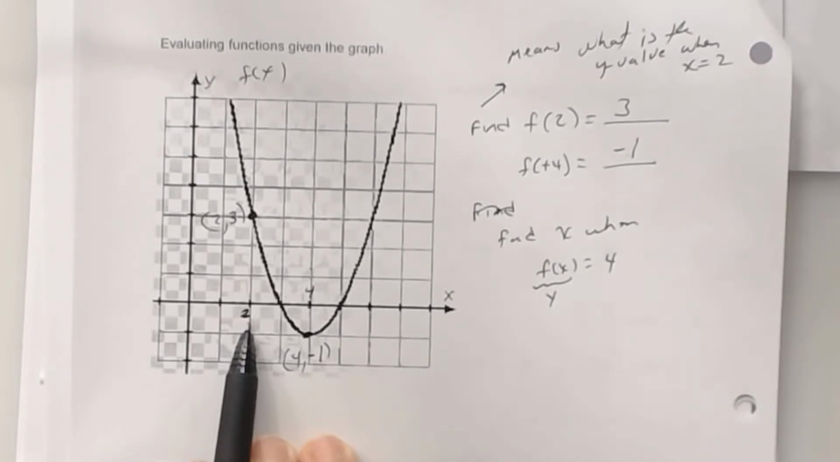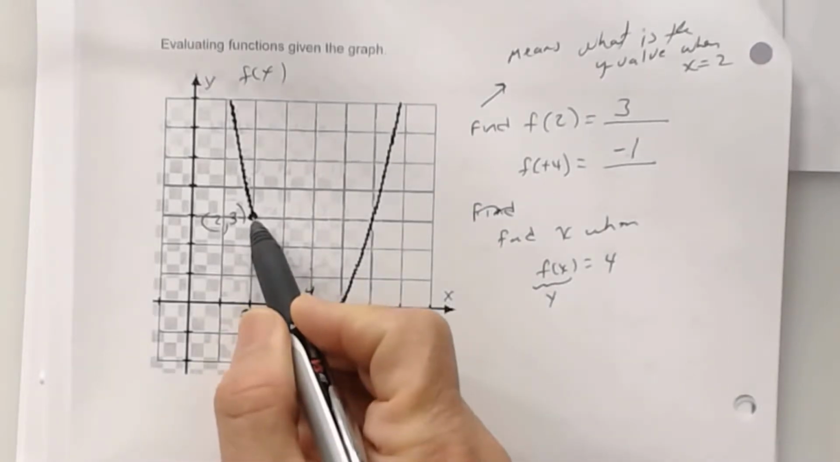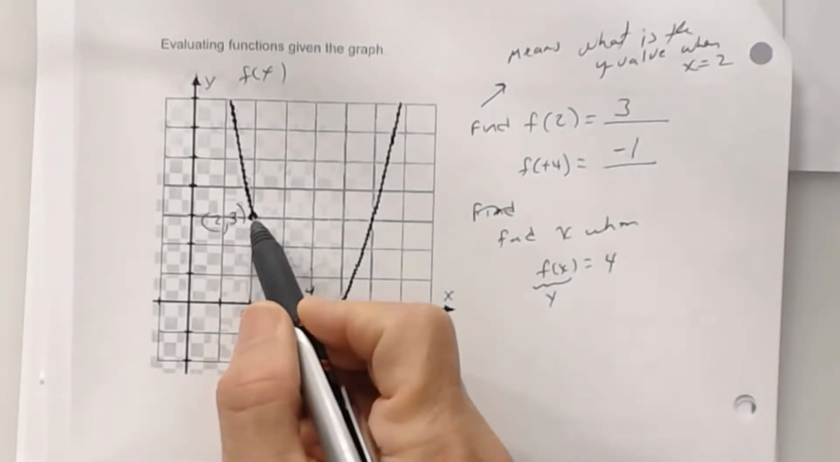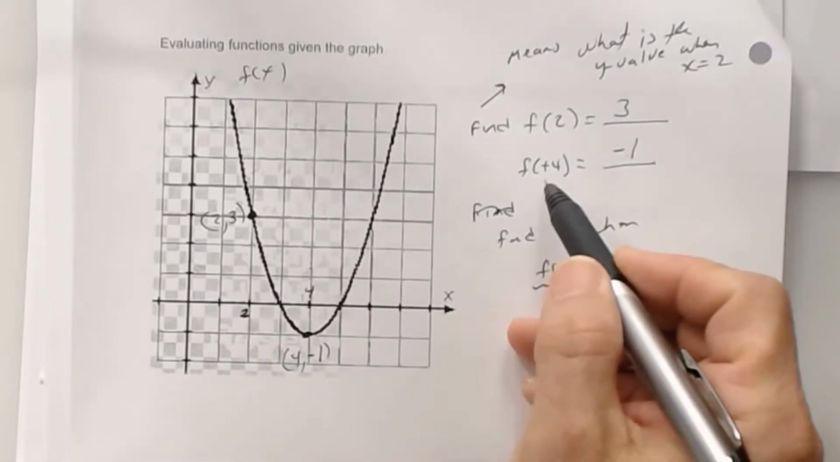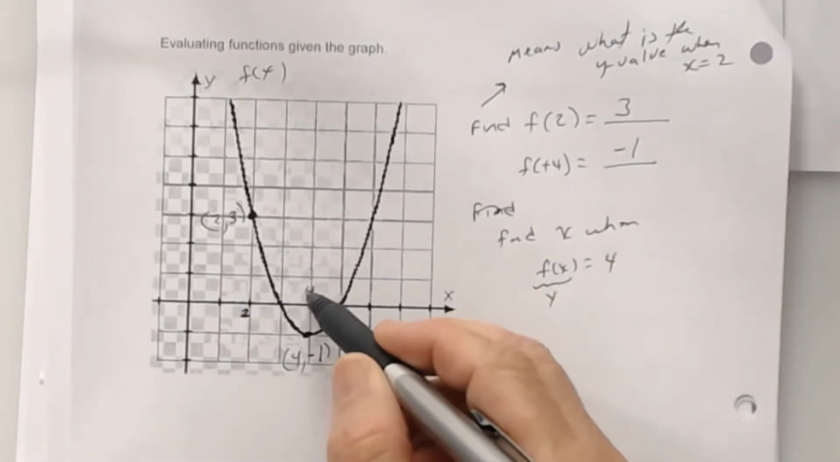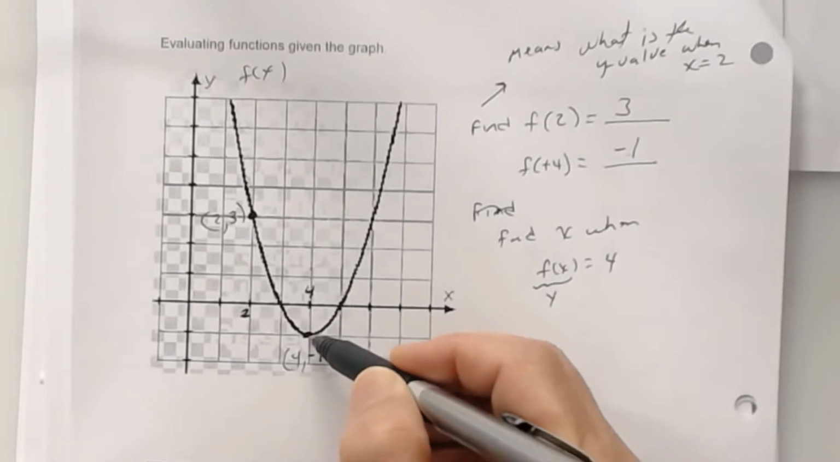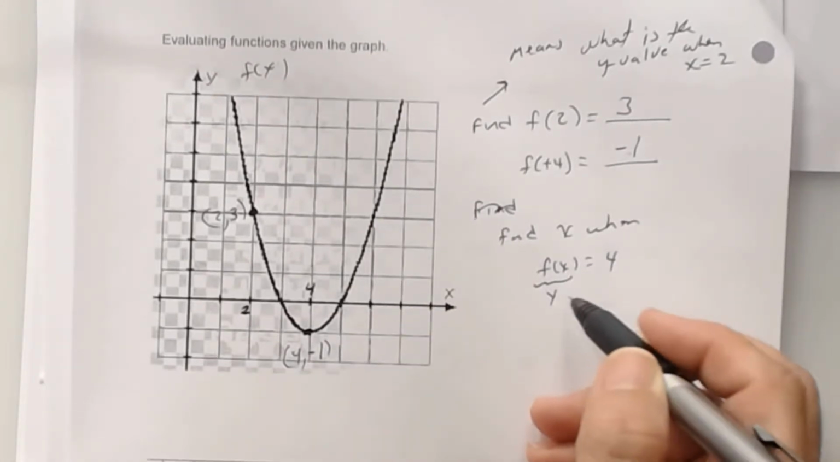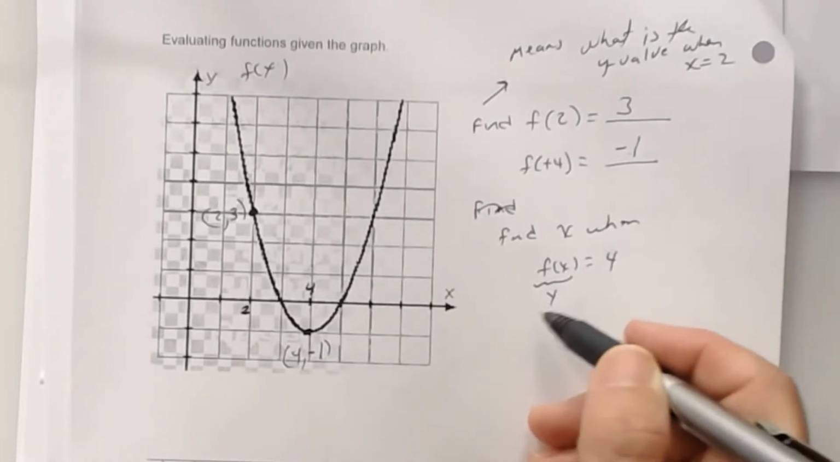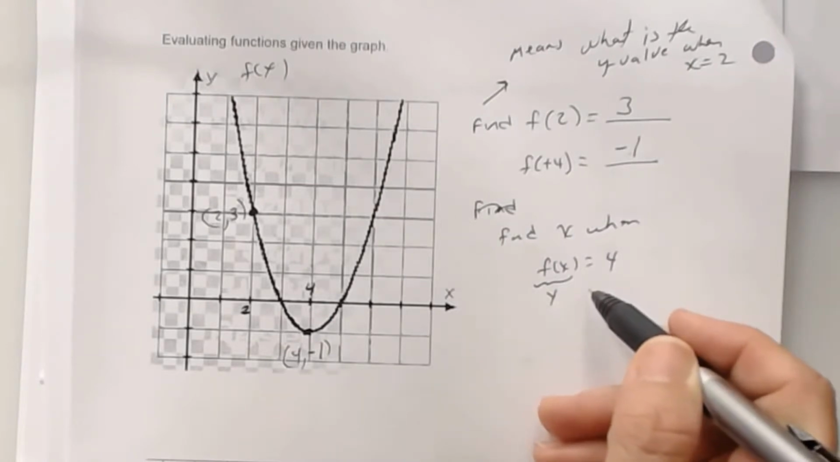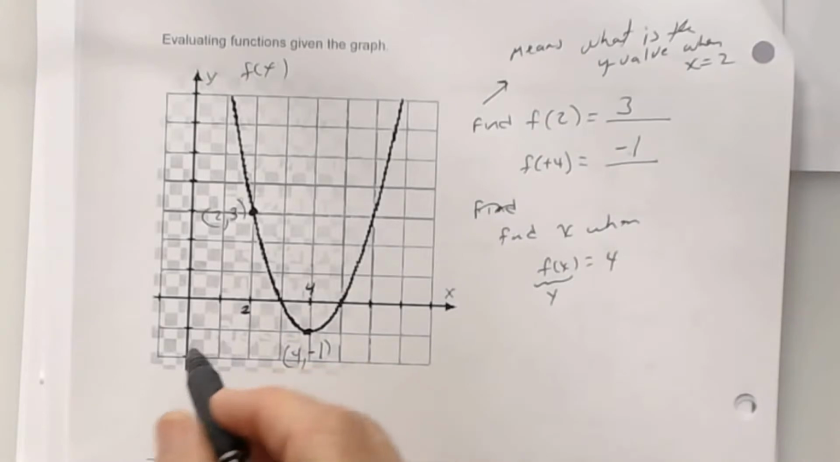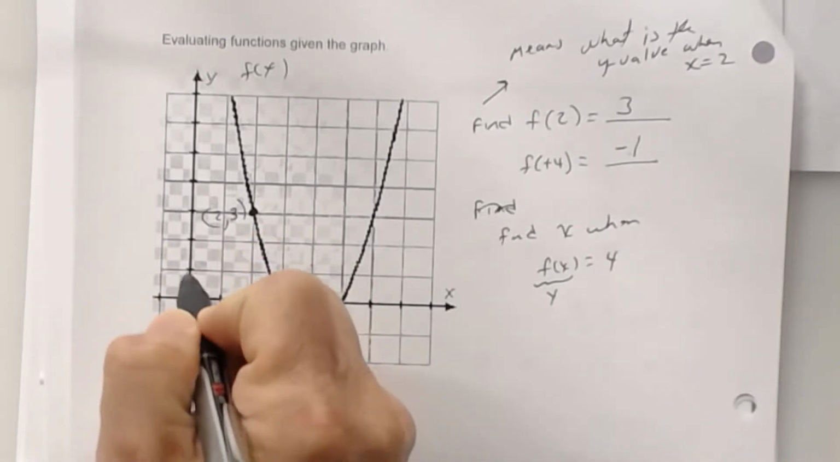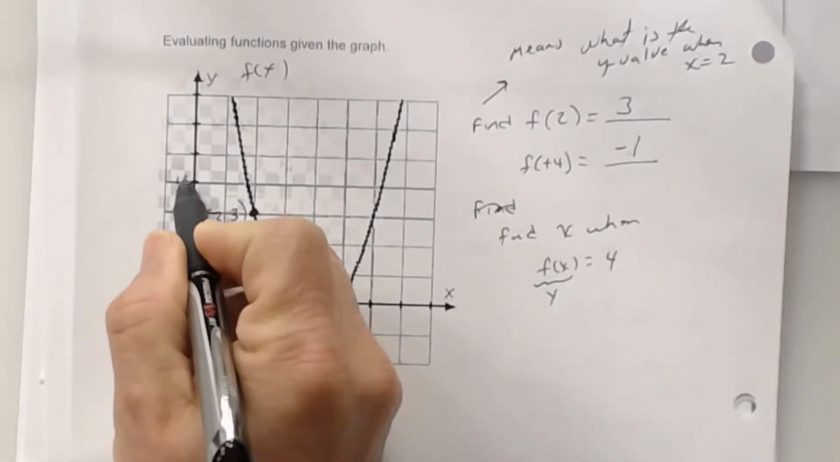Y'all agree? And I plotted my point that had x is 2. Same thing here. F of 4, I went to my x-axis and I located 4 and I found my point. Here, I'm going to go to which axis now? The y-axis, I'm going to find 4. Where's 4 on the y-axis? 1, 2, 3, right here, right?